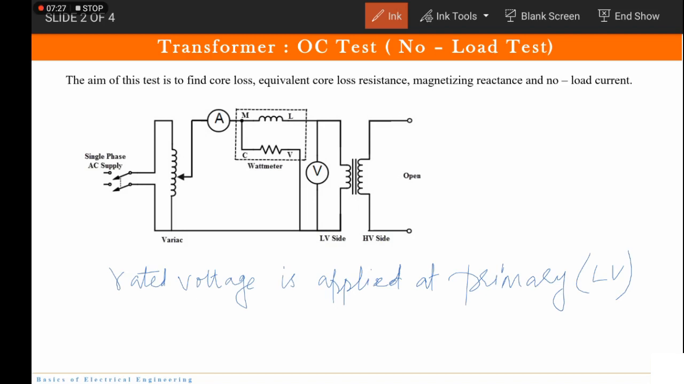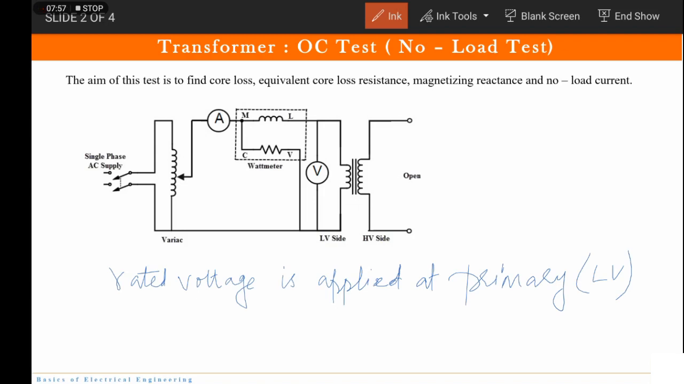Secondly, since it is a no load condition, the primary no load current is very small, but again that is read by the ammeter. But since the no load current is very small, the copper loss is negligible. So whatever reading our wattmeter gives actually corresponds to core loss or iron loss, because copper loss is negligible.